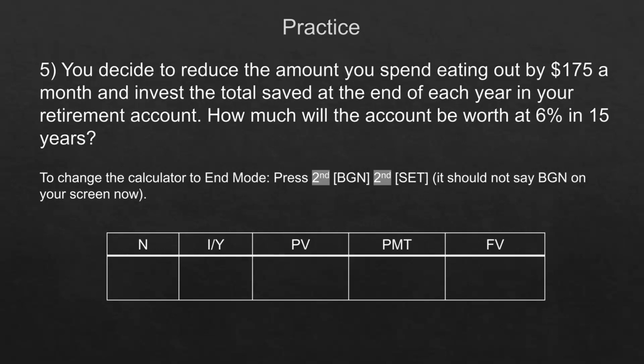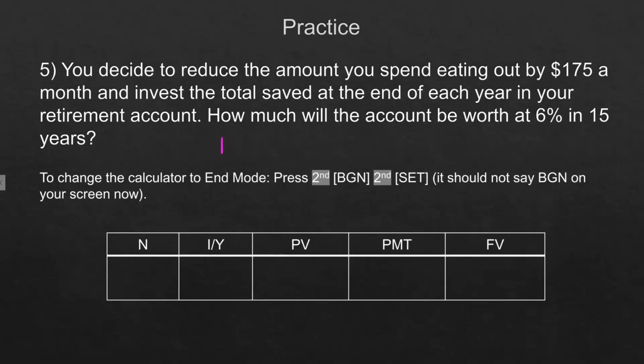Okay, I think we can do this problem before we run out of time here. On this one it says you decide to reduce the amount you spend eating out by $175 a month and invest the total saved at the end of each year in your retirement account. How much will the account be worth at 6% in 15 years? So remember to get back out of begin mode into end mode.